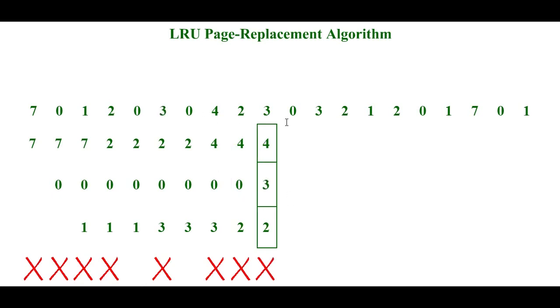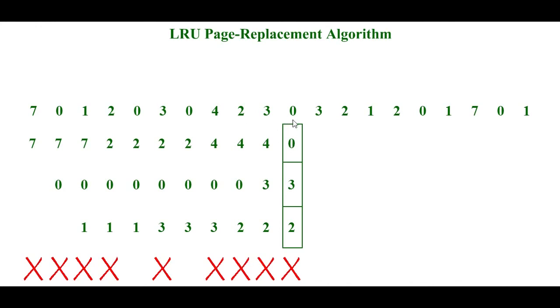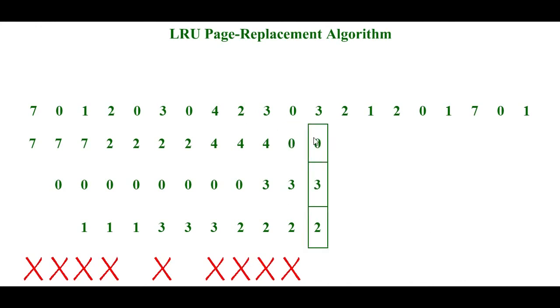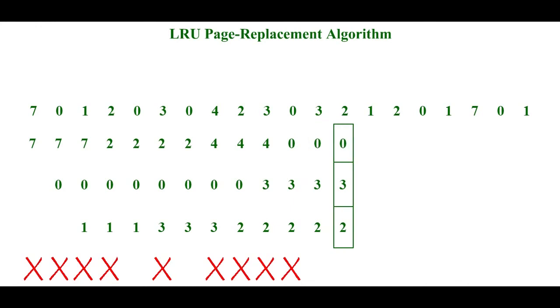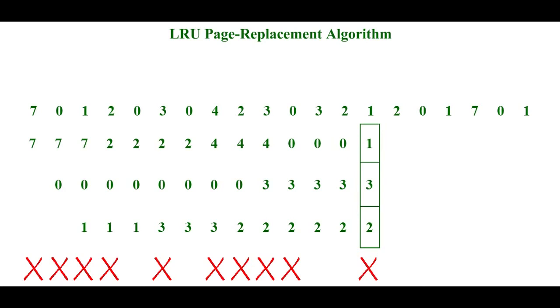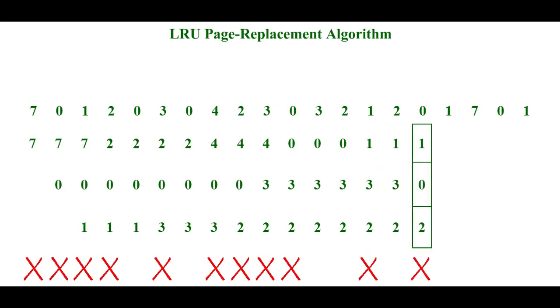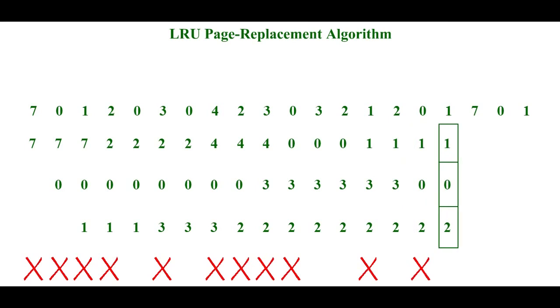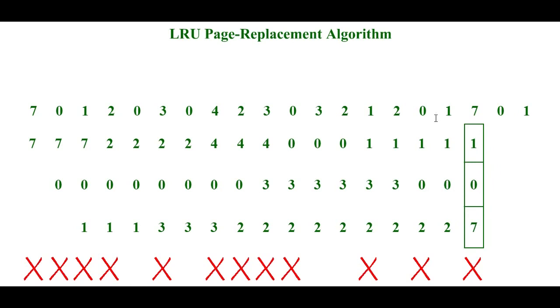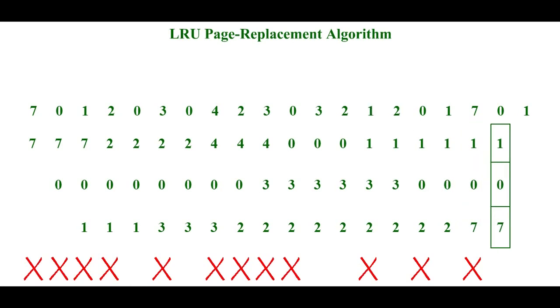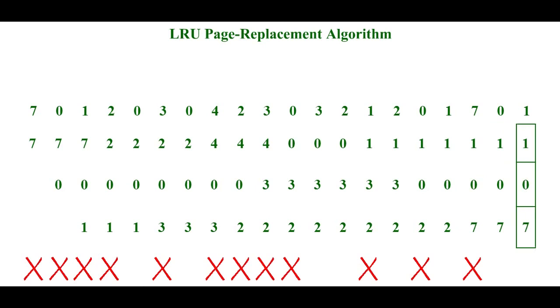Similarly 3, and then 0, then 3 is already there, so it's a hit. Then 2, it's already there again, so it will be a hit. Then 1 will replace this 0 as it's least recently used compared to the other 2. Okay, the next is 2, it's already there. Next is 0, it will replace 3. Next is 1, already there. 7, it will replace 2 as it's the least recently used. Next is 0, already there. 1 is also already there.